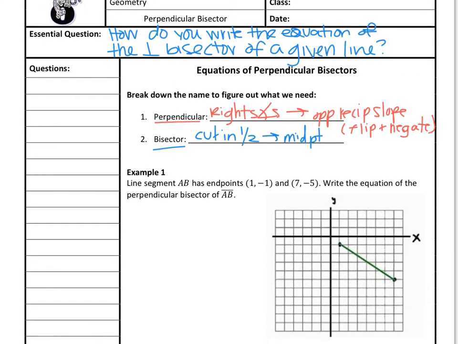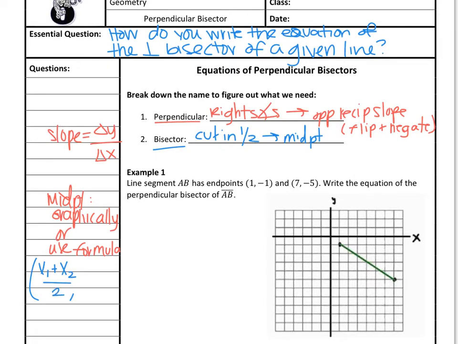Recall that slope means that you are finding change x and change y, so that you can do change y over change x. For the midpoint, we can do this graphically, or use this formula. Now, if you choose to use the formula, you do have to memorize it. So I would stick with the graphic option, but here's the formula in case you want it. It's x1 plus x2 divided by 2, and y1 plus y2 divided by 2.